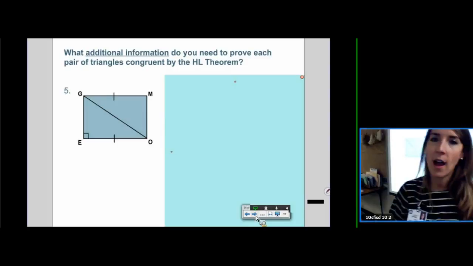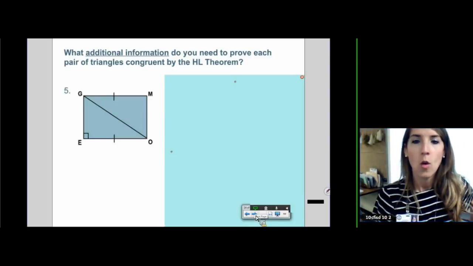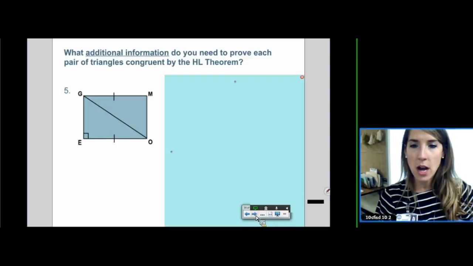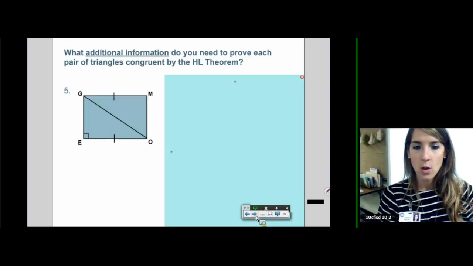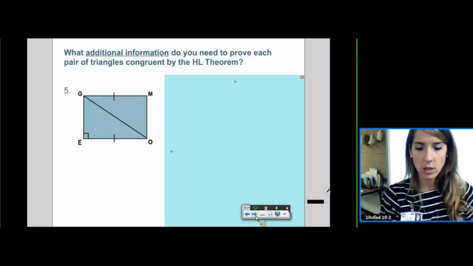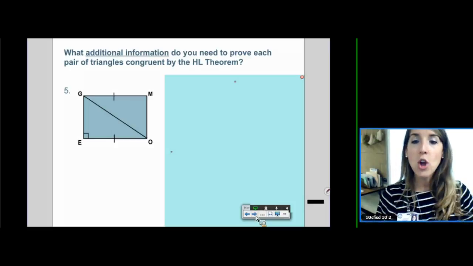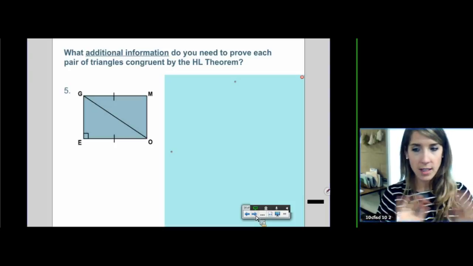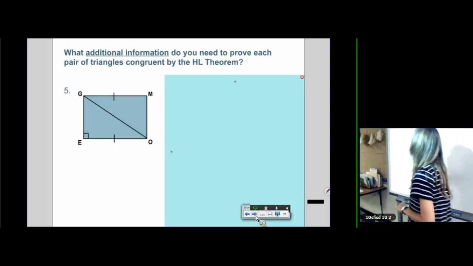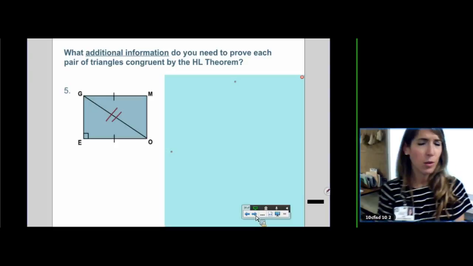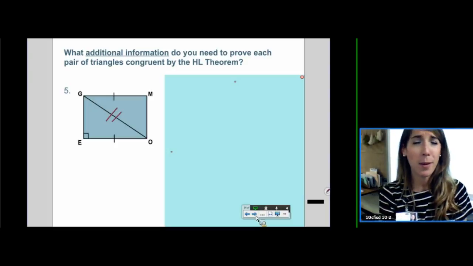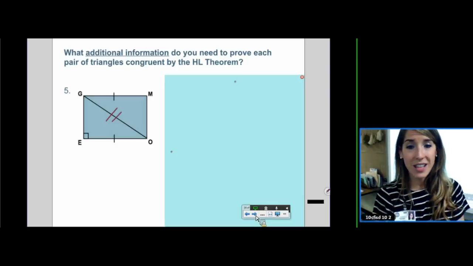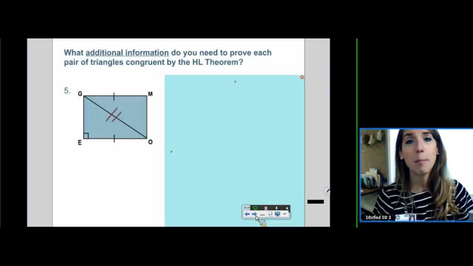Okay, I wanted to make sure we got to these because these are the good ones. What additional information do you need to prove the pair of triangles congruent by HL? What additional information do you need? Here's what we don't put as an answer. Tick marks on the shared side. That's not the answer to this problem, because we already have that. We're good. That's a reflexive property of equality. That's not additional information.